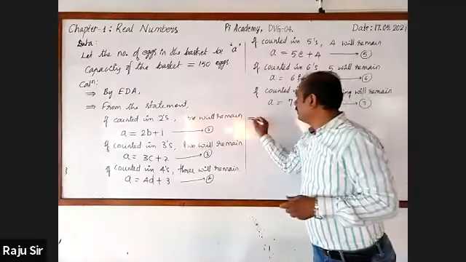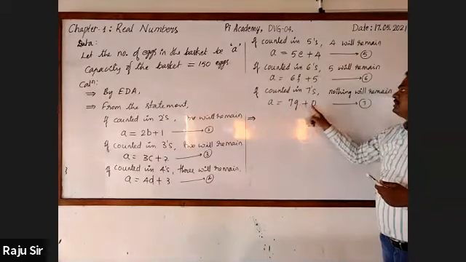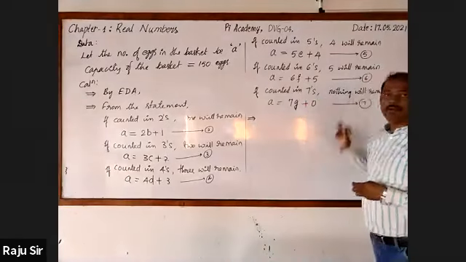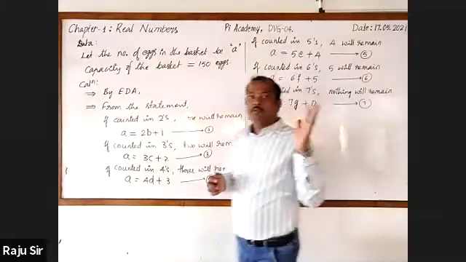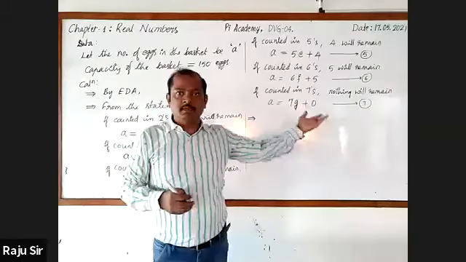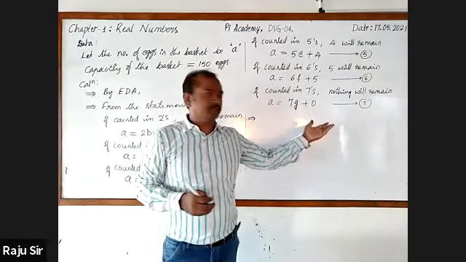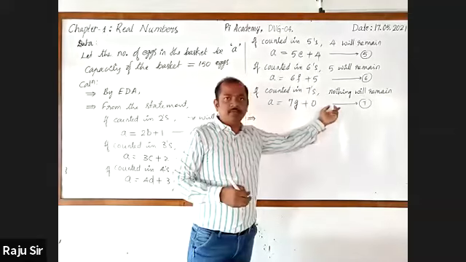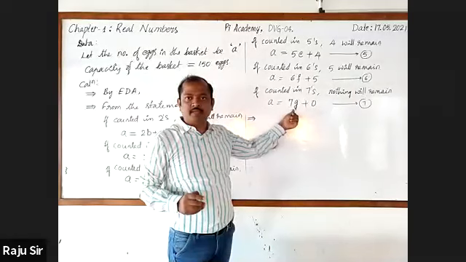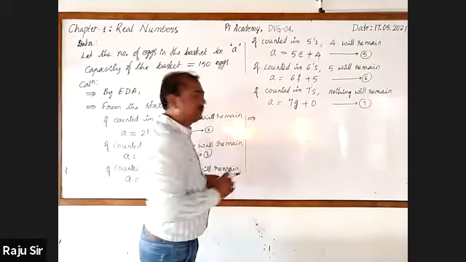Next, observe the last statement, that is a equal to 7g plus 0. Nothing but if counted in sevens, nothing will remain. As I said, if the remainder is 0, the number is completely divided by the divisor. Then the number will be a multiple of the divisor. So here from statement 7, can we say that the number of x in the basket was a multiple of 7? Yes, right.